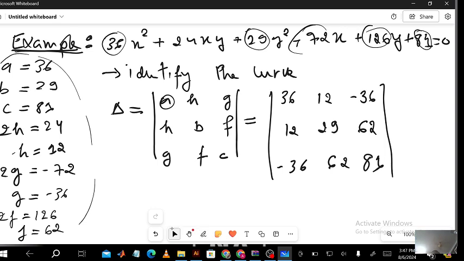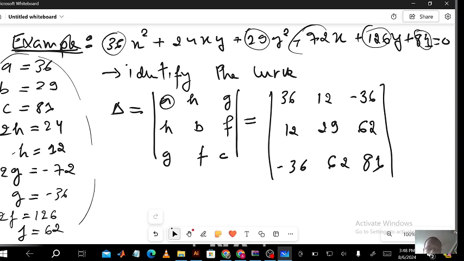Now I can determine the delta. How? By using the calculator, I can directly determine the value of delta.